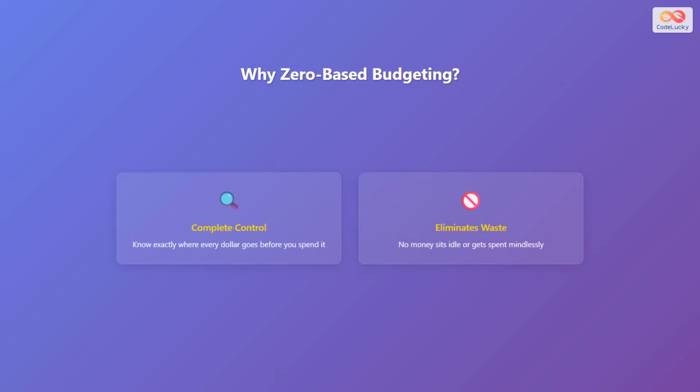Zero-based budgeting offers two major benefits that can revolutionize your financial life. First, it gives you complete control over your money. You'll know exactly where every dollar goes before you spend it, eliminating the mystery of where your paycheck disappeared. Second, it eliminates financial waste. No money sits idle in your checking account, getting spent mindlessly on impulse purchases. Every dollar has a purpose and a plan.